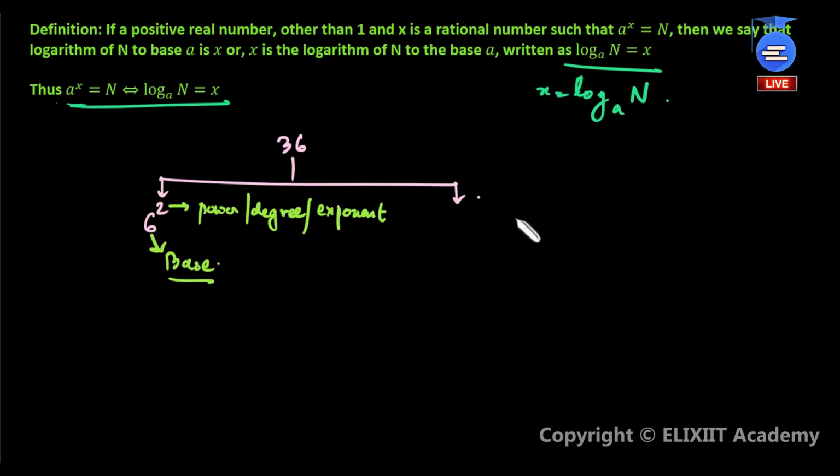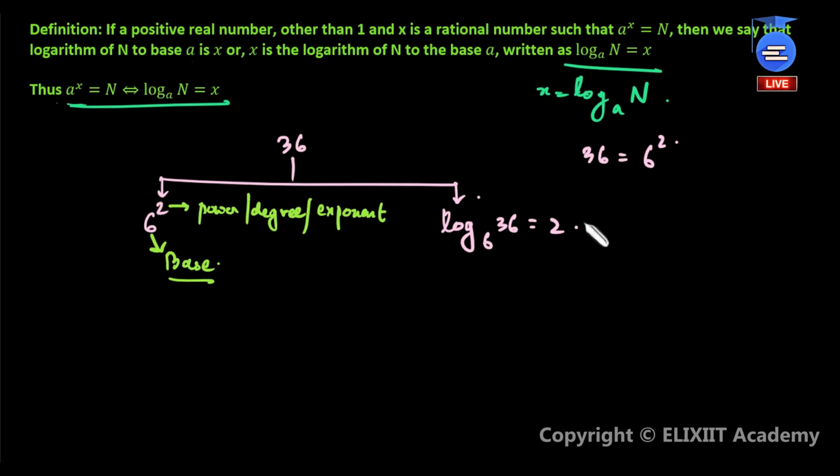And suppose now you want to transfer this particular 6 square in terms of logarithm, and you want to write this in terms of logarithm, then what will you write? 36 is equal to 6 square, which means log 36 base 6 is equal to 2. The 36 is what degree of 6 basically?